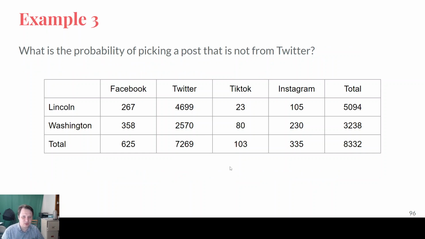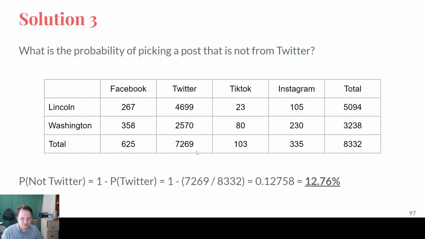In the next example, what's the probability of picking a post that is not from Twitter? Okay, what's the probability of picking a post if we picked randomly that's not from Twitter? There's two ways you could do this. You could add up all of the totals of things that are not from Twitter and then divide that by 8332. Or you notice that this is the complement. So if it's the complement, what we could also do is 8332 minus Twitter, and that'll tell us the number of posts that are not from Twitter. So feel free to do it either way. I did the complement method.